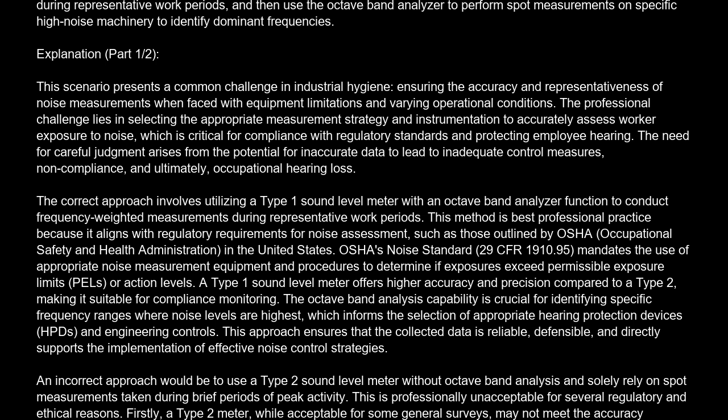An incorrect approach would be to use a Type 2 sound level meter without octave band analysis and solely rely on spot measurements taken during brief periods of peak activity. This is professionally unacceptable for several regulatory and ethical reasons. Firstly, a Type 2 meter, while acceptable for some general surveys, may not meet the accuracy requirements for detailed compliance monitoring, potentially leading to underestimation or overestimation of noise exposure.